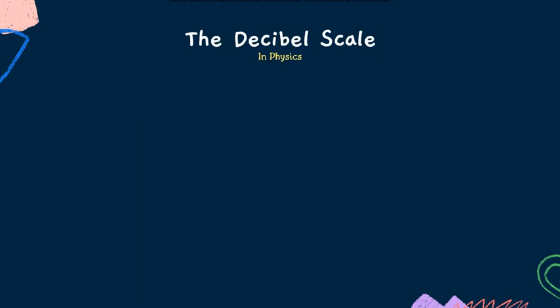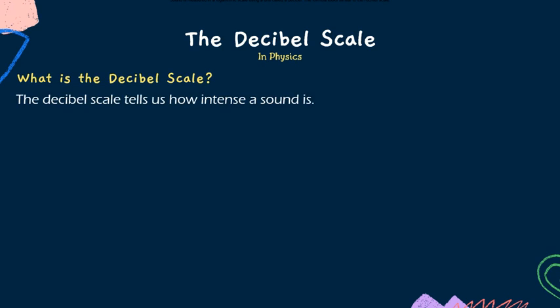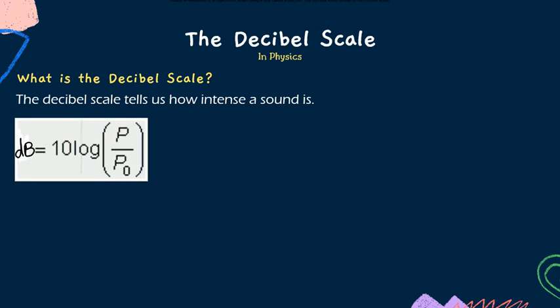So now, the application of logarithmic functions in the decibel scale. What is the decibel scale? It is a measure of how intense or loud a sound is, how powerful the sound is. And the formula for calculating the decibel level of a sound includes a logarithm. Here's the formula: the decibel level of the sound is equal to 10 multiplied by log of P over P0 to the base 10.